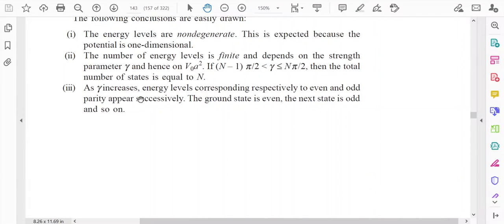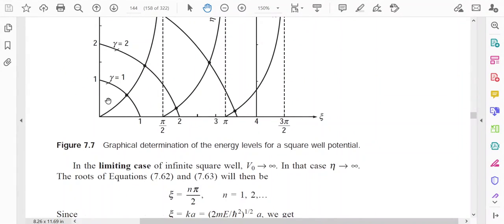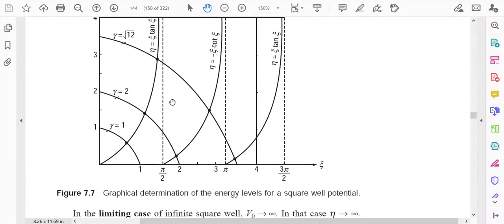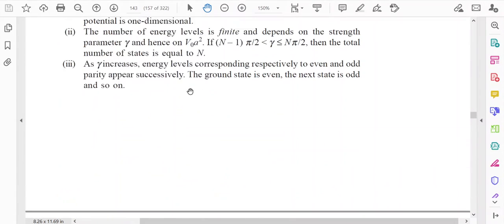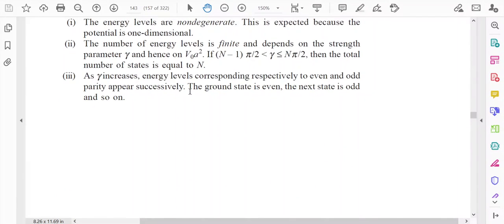And as gamma increases, the energy levels corresponding respectively to even and odd parity appear successively. This means that at first we are obtaining one energy level, which is odd. Then we are obtaining two energy levels, where the second is even. Then we are obtaining three energy levels, where the third is odd. In this way, odd and even energy levels will appear successively.